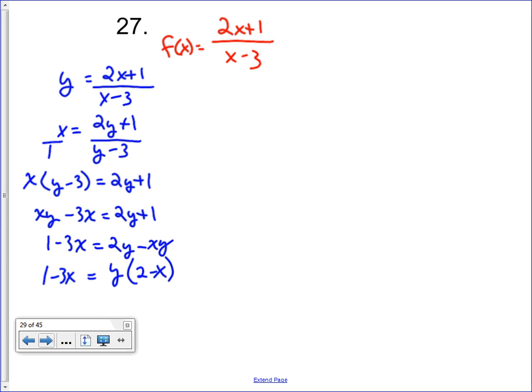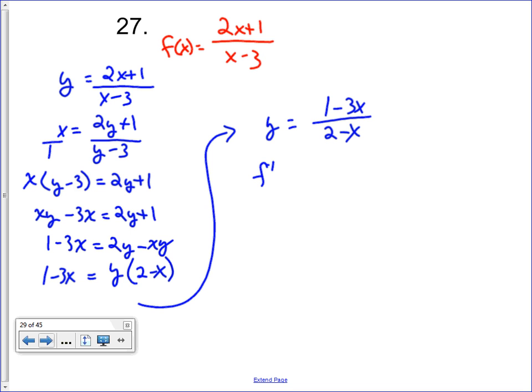And now I will divide by the parentheses. So let's move over here. And I have y is equal to (1 minus 3x) over (2 minus x). So f inverse of x is (1 minus 3x) over (2 minus x). Now, it's possible you took things to the other side, and so you could have taken a negative out. Another version of this would be (3x minus 1) over (x minus 2). If you took things to the other side, it would have come out that way. Okay?